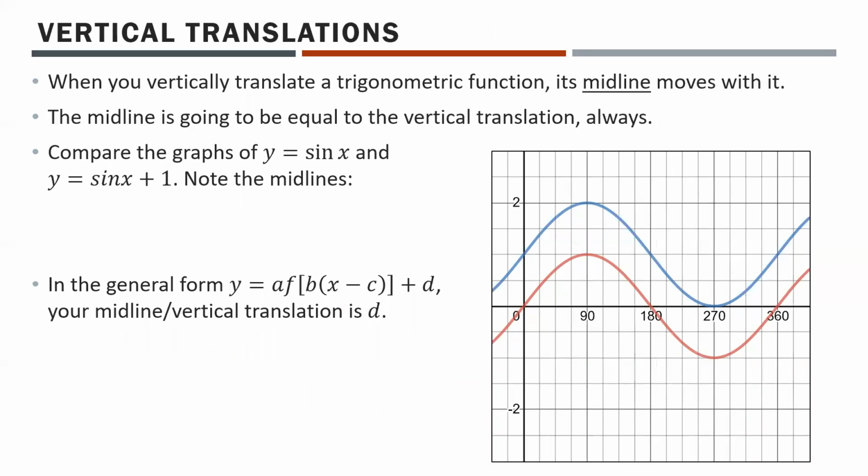So vertical translations is what we're going to begin with first, because these are a little bit easier in most people's opinion. When you vertically translate a trigonometric function, in other words, when you move it up or down, its midline is moving with it. That's really what we're focusing in on when we do a vertical translation.